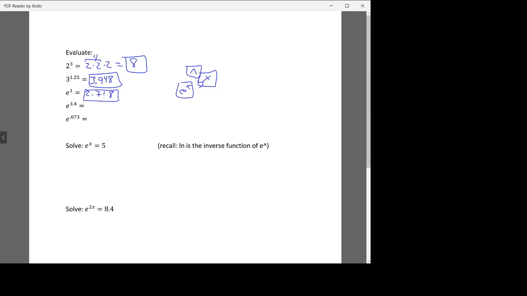And e to the 3.4, let's just make sure we got that one down. That's 29.964. And e to the 0.073, that's just a little above 1, .076 rounding.